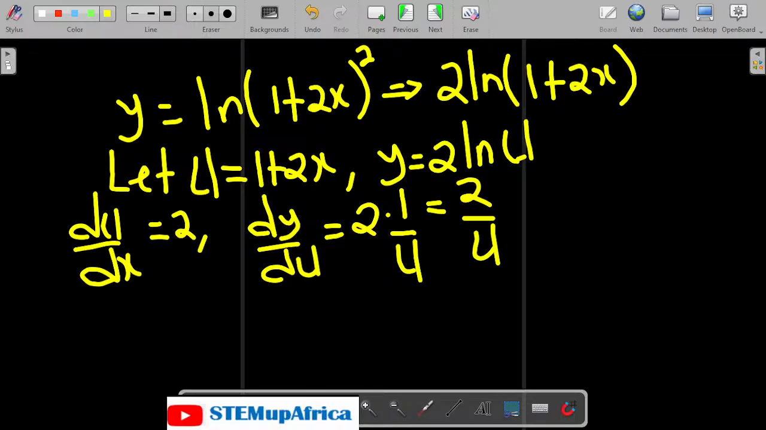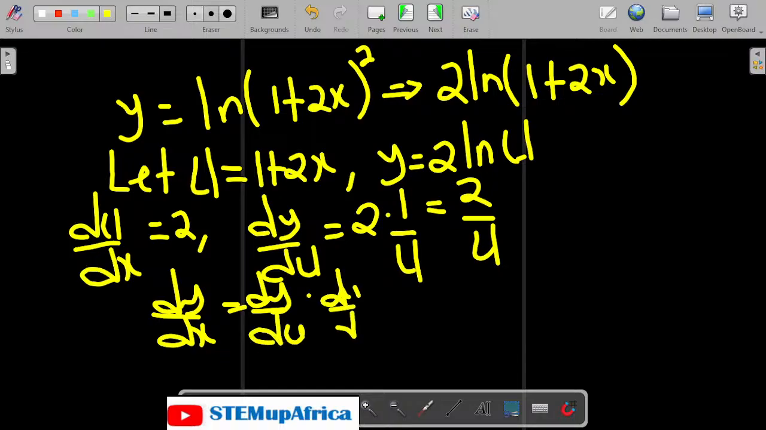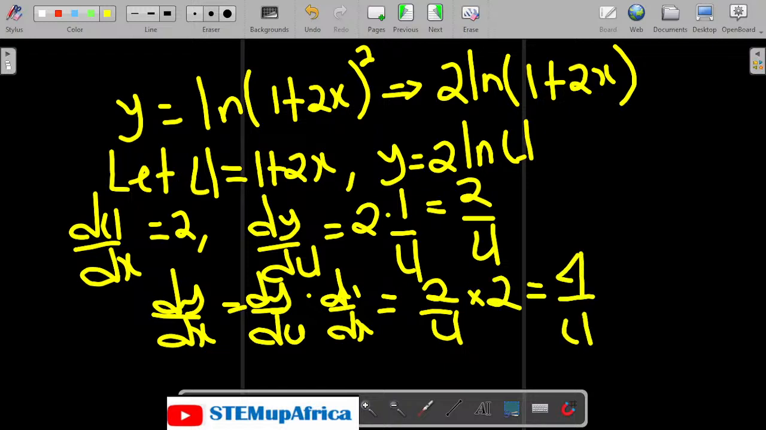So I will now equate the formula for function of function that says dy dx is equal to dy du dot all times du dx. So if I input the values, what is my dy du now? 2 over u times du dx, which is 2. So we are having 4 over u.